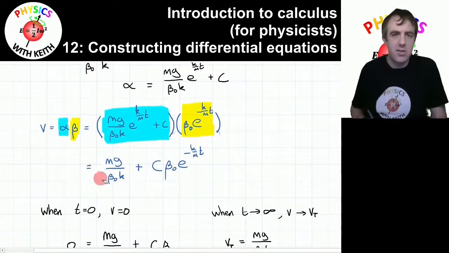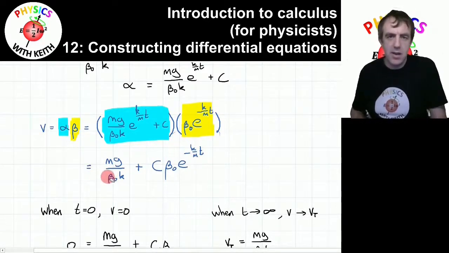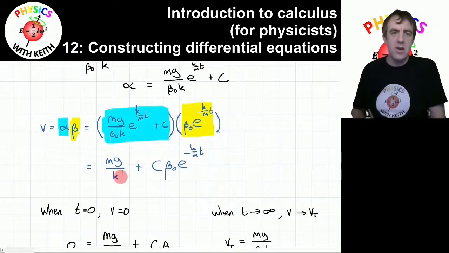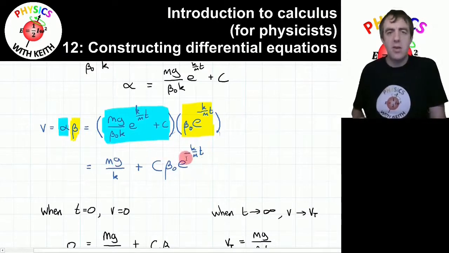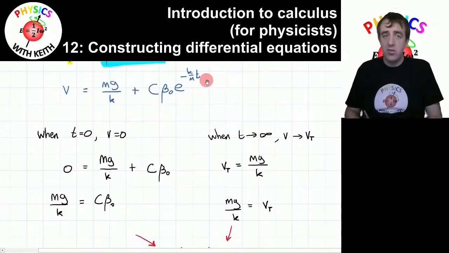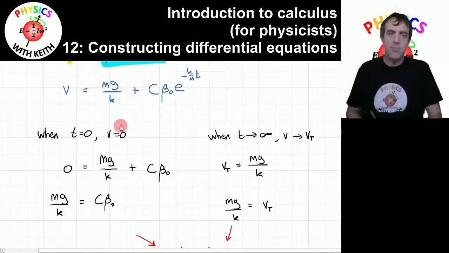And it looks like I made a little mistake here as well. The beta also should cancel as I multiply this out. So that would disappear as well. There we go, that's better. So now I've got mg over k as this term here. The second term over here is just multiplying out this part here. Here is our expression for velocity as a function of time. We've done it, we've got it. It's some value here plus something here.